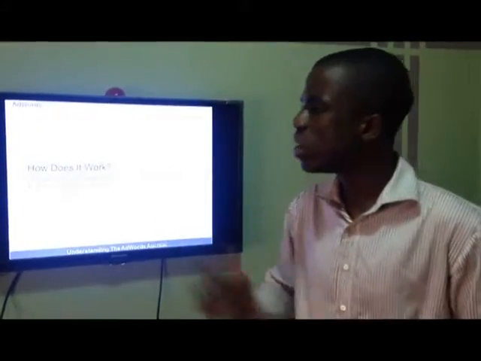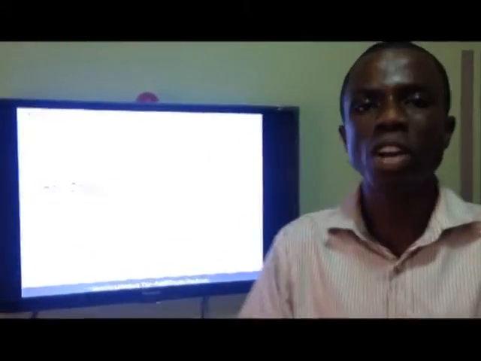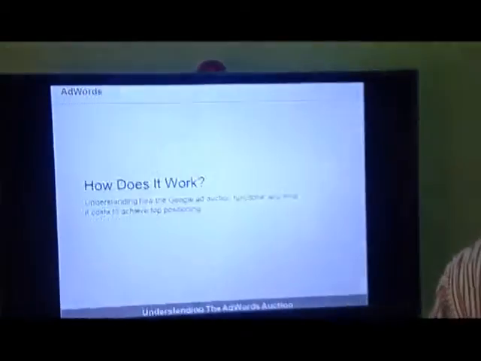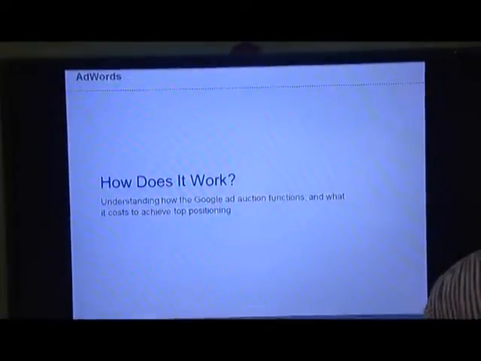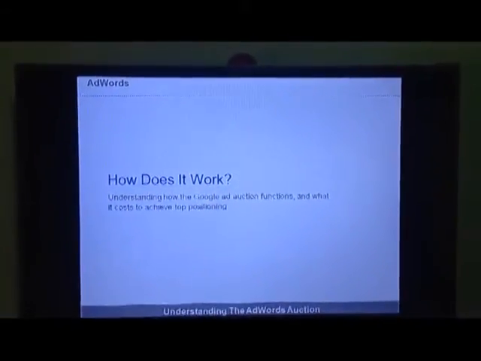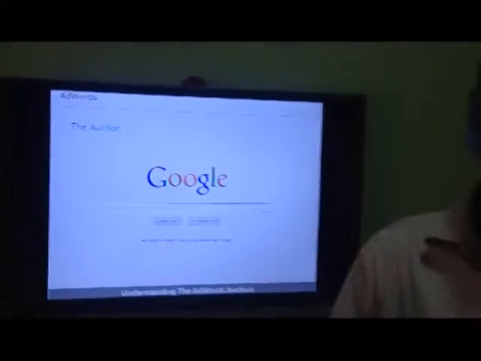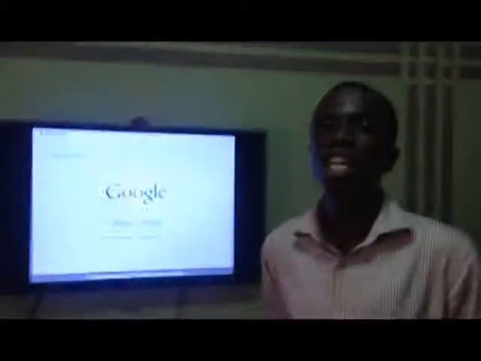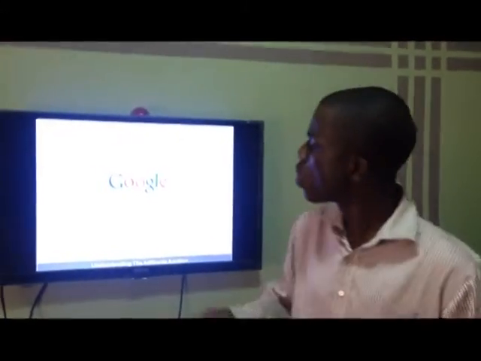So zooming into action, talking about AdWords Auction. First thing that comes to mind: how often does Google conduct this AdWords Auction? Is it a matter of months? Is it weeks? Well, the answer is each time a user searches a query. Whenever a user enters a query, immediately an auction takes place. So let's look at it.